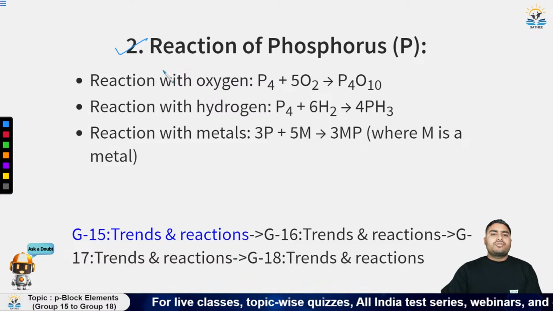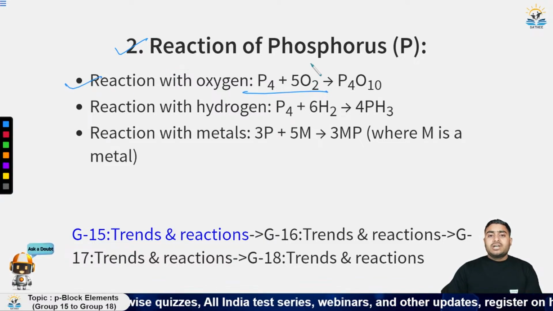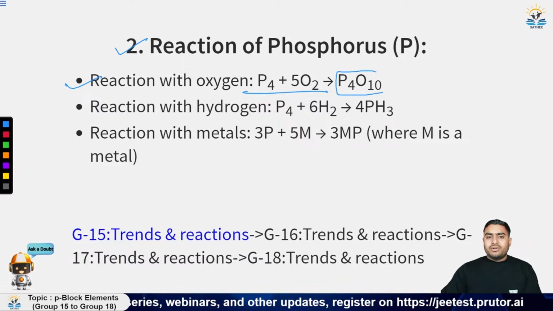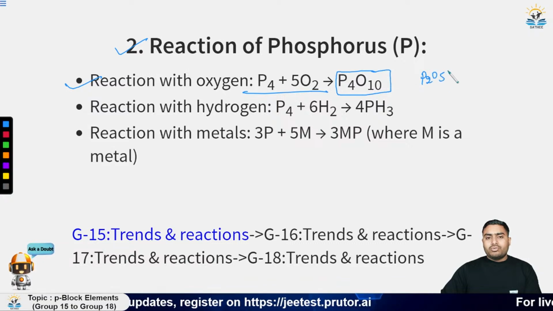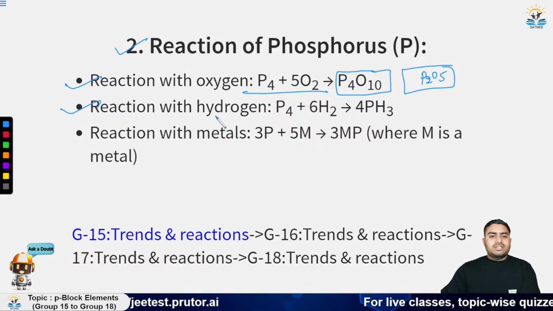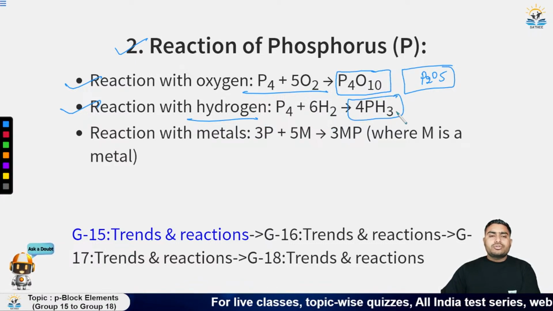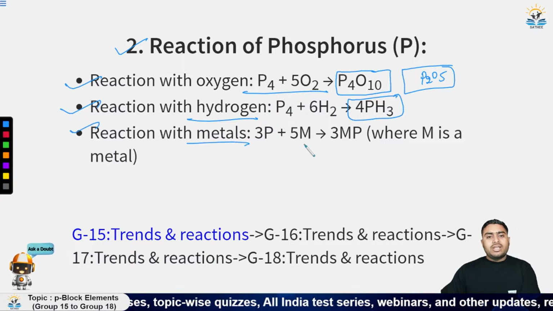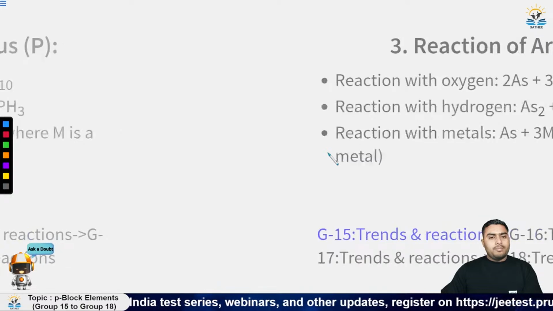Next, similarly, the reactions of phosphorus. Reaction with oxygen: P4 plus 5O2 gives P4O10, and the simplest one will be P2O5 as well, right? So it is like a dimer. Next is reaction with hydrogen: P4 plus 6H2 gives 4PH3. So 4 molecules of PH3, phosphine. Next is reaction with metals: 3M plus P gives M3P, where M is a metal.